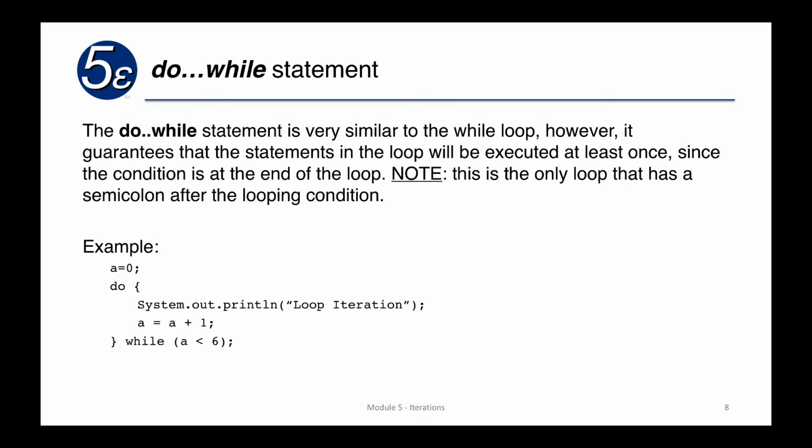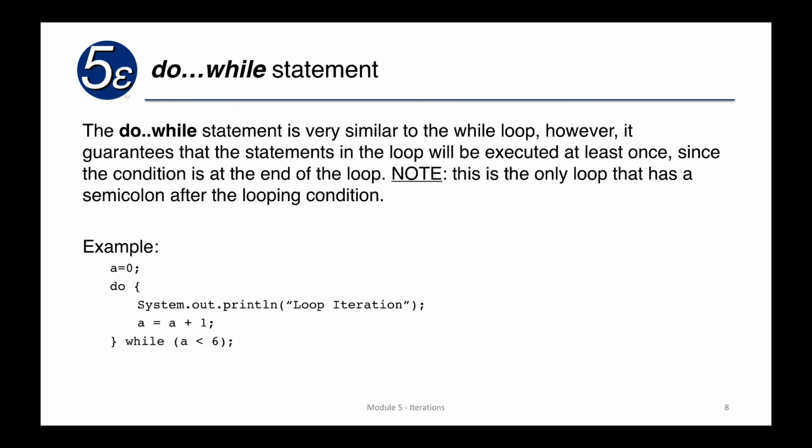The final statement is the do-while statement. The do-while statement guarantees that the loop will execute at least once. The way this works is that we have our do keyword, we have an open brace and a closed brace, and all the statements that we want inside of the loop are inside of the braces. What will then happen is we have our while, and we test the condition, a less than 6. In this case, again, this is just like any normal condition.